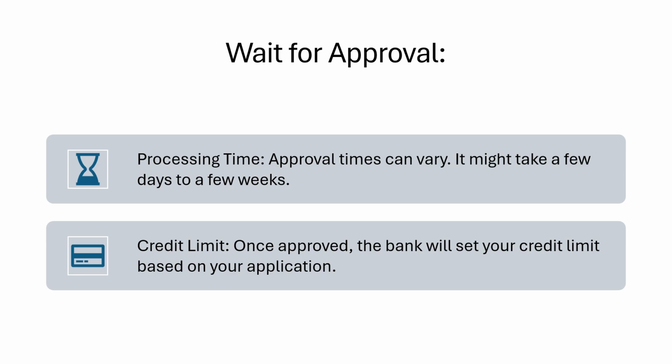It can also take a few minutes or hours, depending on the bank or the organization that's giving you the credit card. But because of the eligibility test, they have to do some background checks as well, so it might take some days or a few weeks. And of course, they usually provide credit limits. Once approved, the bank or the organization will set your credit limit based on your application. Most times your income determines that.